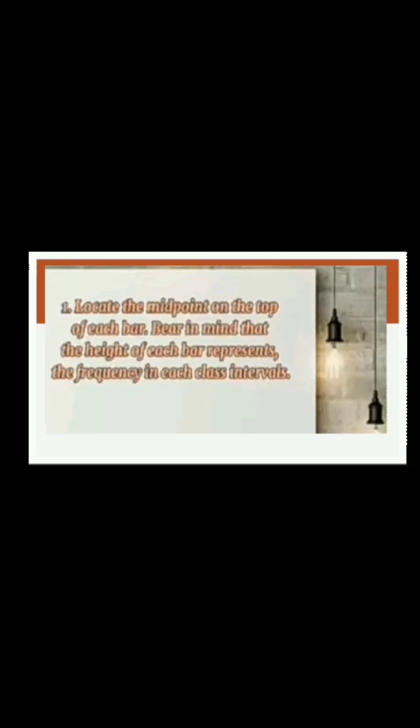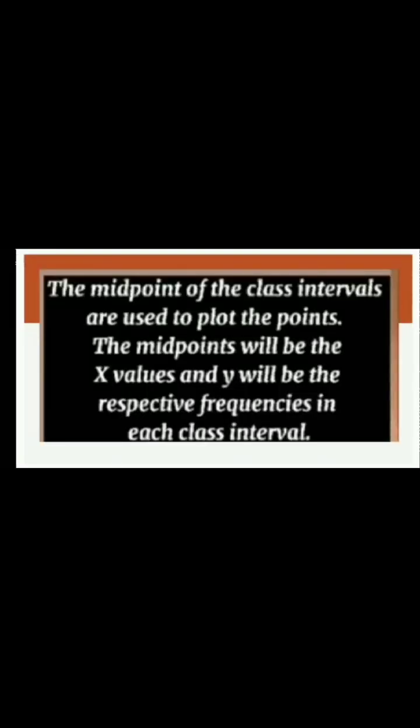So number 1, locate the midpoint on the top of each bar. Bear in mind that the height of each bar represents the frequency in each class interval. Number 2, draw a line to connect all the midpoints in consecutive order. And number 3, the line graph is an estimate of the frequency polygon of the test scores. So this is figure 7.3, frequency polygon of test scores of students. The midpoints of the class intervals are used to plot the points. The midpoints will be the x values and y will be the respective frequencies in each class interval.